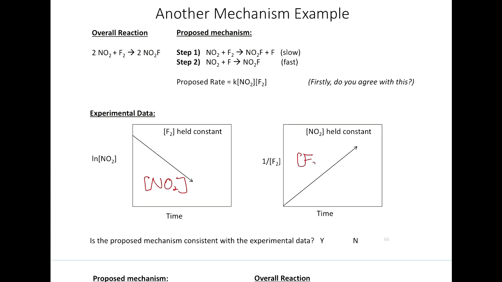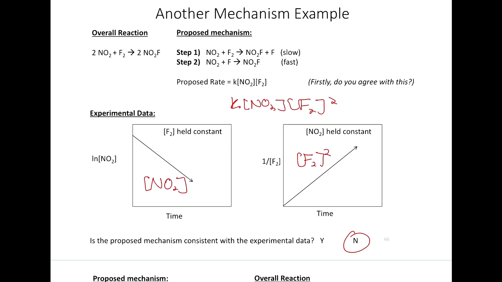So is this experimental data consistent with the proposed mechanism? No. What should the rate law be? It should be second order with respect to F2. It should look something like that. That's what it should be, because that's what the data says. So we need to go back and pick a different mechanism that fits that.